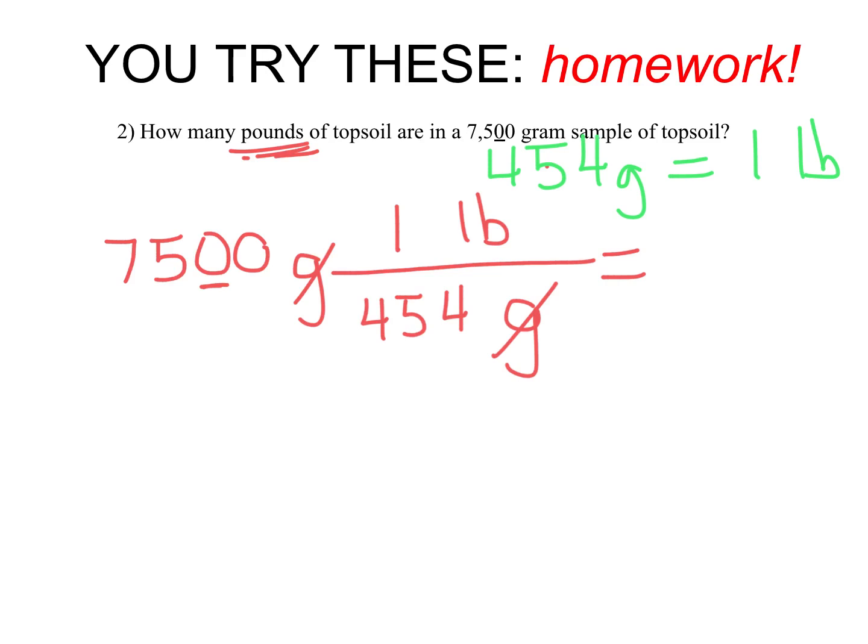So 7500 times 1, you know that doesn't change anything, but if you want to put it into the calculator, that's okay. And then you're going to hit the divide key, 454, and you're going to get 16.5198. Look at that, 16.5198, and there's even more, 2, and there's even more after that. That's a lot. The unit is in pounds. Okay, look at all those numbers though.